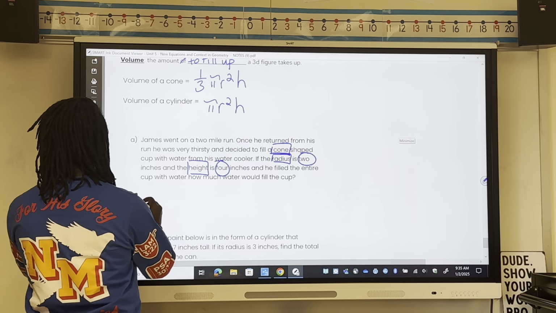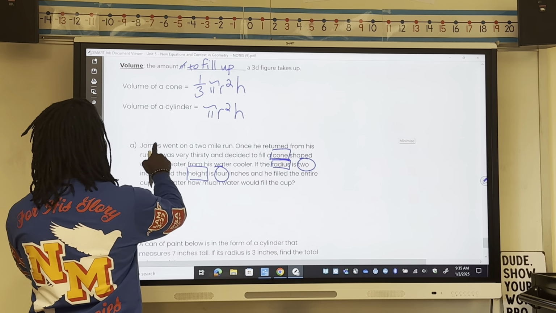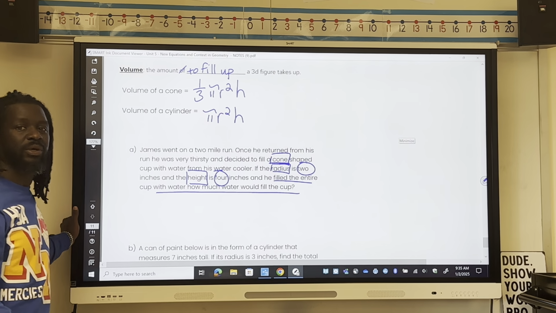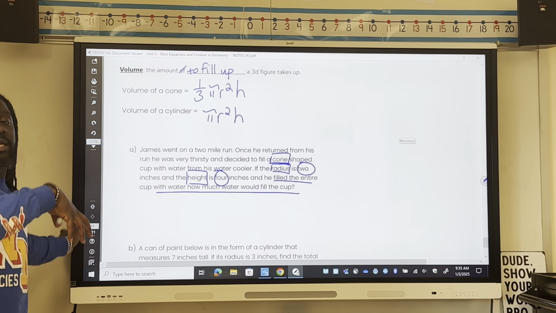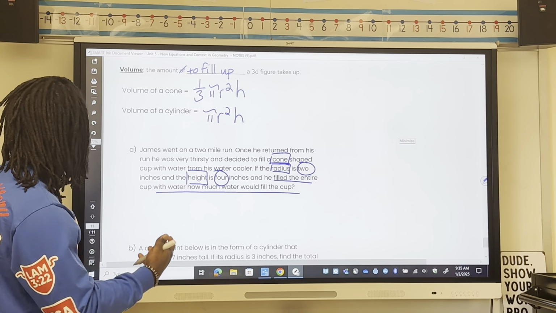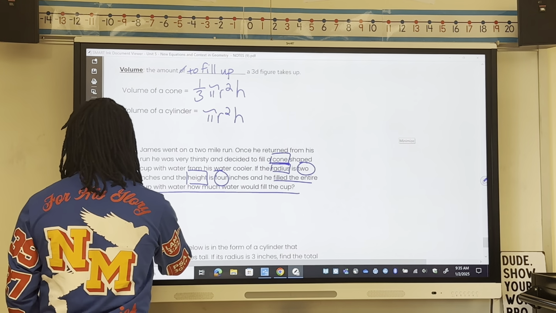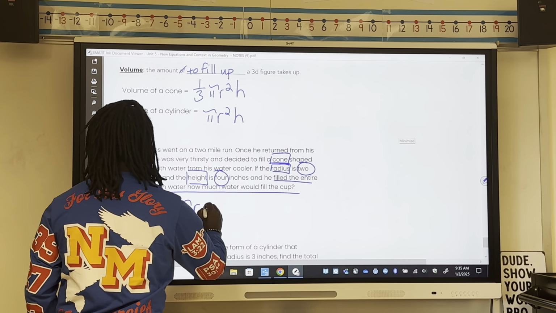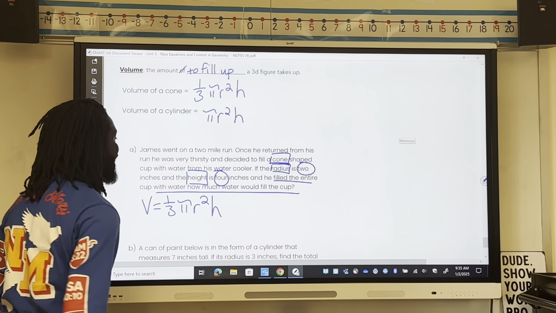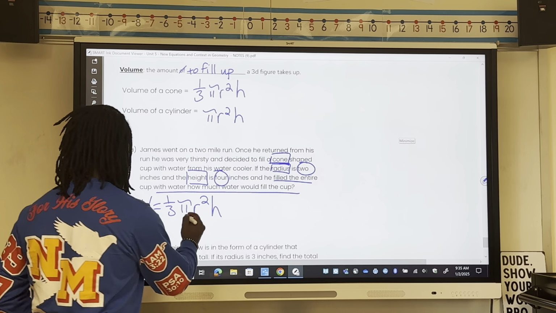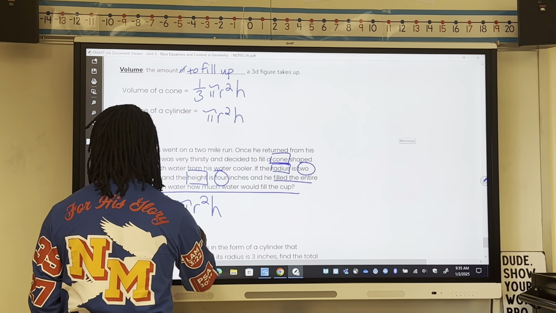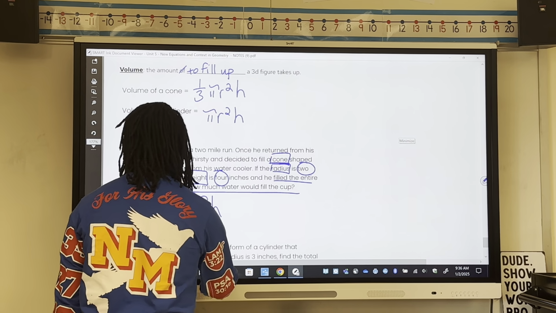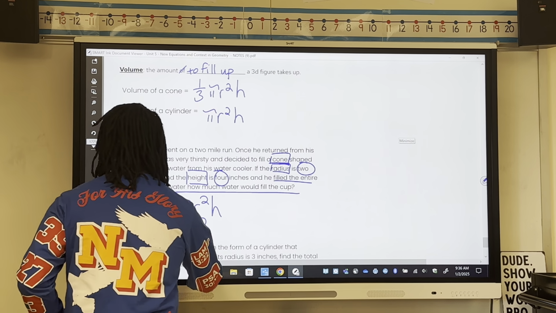All right. So I am dealing with a cone, and I'm talking about filling up a cone. How much water would it take to fill up? If it's talking about filling something up, that is volume. Okay. So the volume of a cone is 1/3 pi r squared times the height. Then I just need to know, okay, what are my radius and then what is my height? Well, my radius, the problem tells me, is 2. And it then tells me that the height is 4.